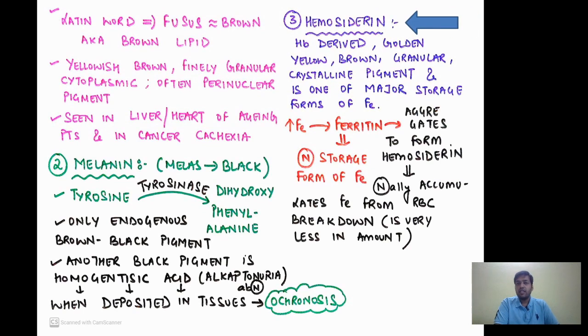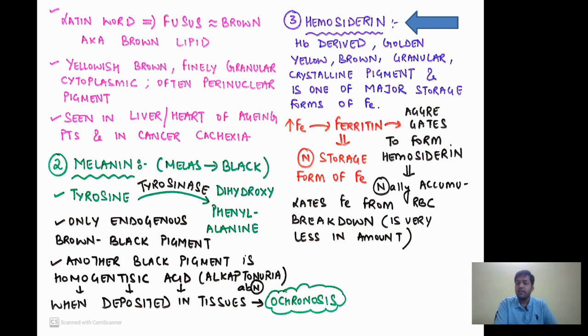Now the last endogenous pigment is hemosiderin. As the term suggests, it is derived from hemoglobin. It is a golden yellow to brown, granular, crystalline pigment, and it is one of the major storage forms of iron. Now, the normal storage form of iron in our body is ferritin. Whatever we are eating, that comes inside our body, will be stored as ferritin. And this ferritin will aggregate to form hemosiderin. But you have to remember, normally only a very small amount of iron will be stored as hemosiderin.